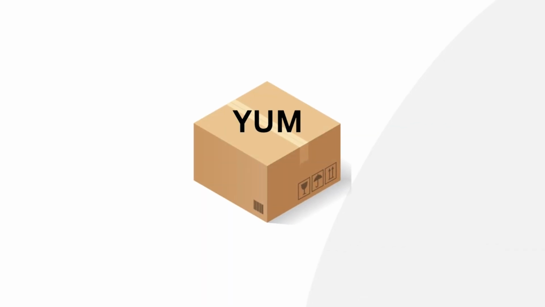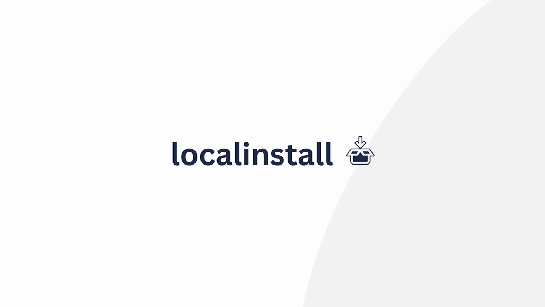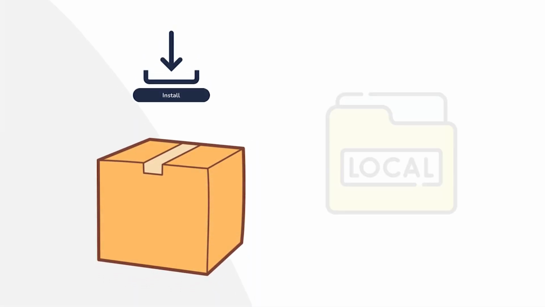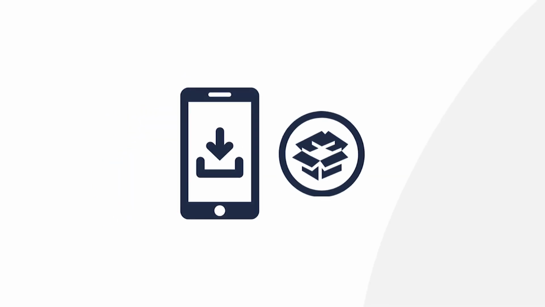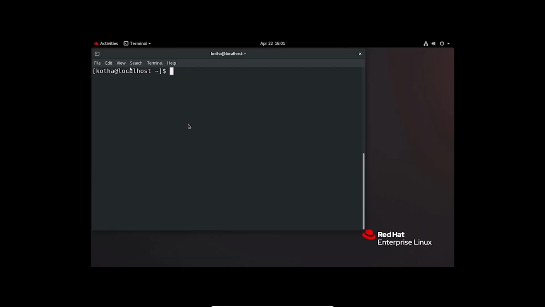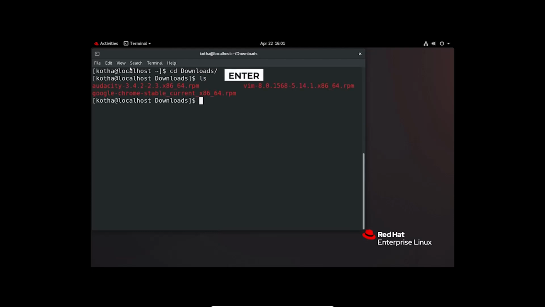In the yum package manager, the localinstall option exclusively installs packages from local files, providing more control over package management. To install an app package from a local file using the yum localinstall command, at first type cd Downloads. After that, to view all the files and folders in the directory, type ls. Here you can see the list of downloaded RPM files.